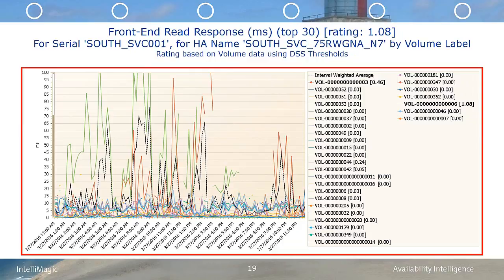The volume labeled volume -000006, henceforth referred to for obvious reasons as volume 6, has a rating of 1.97 and is highlighted in bold. This is the highest rating and the highest risk of performance impact, and it's the biggest reason why node 7 has a high rating overall for the front-end read response time. By selecting Isolate in the drill down and clicking on volume 6 in the chart, we're going to bring up a new chart, which we'll show in the next slide.